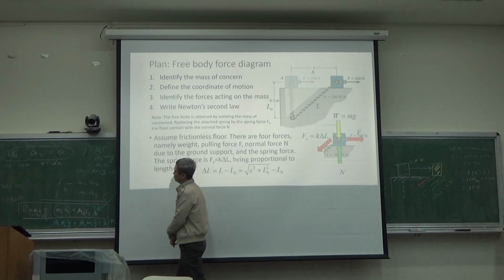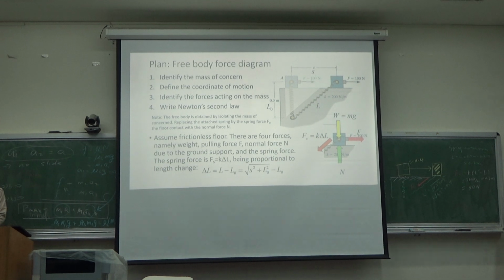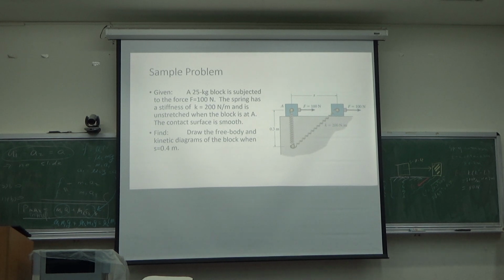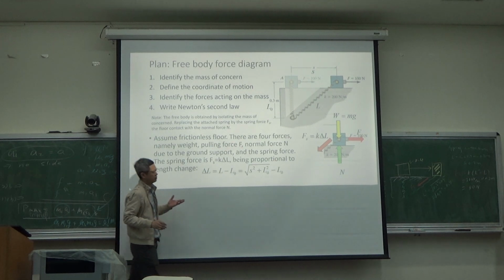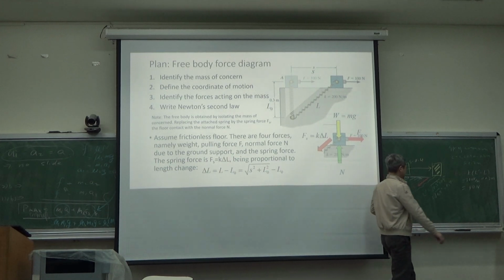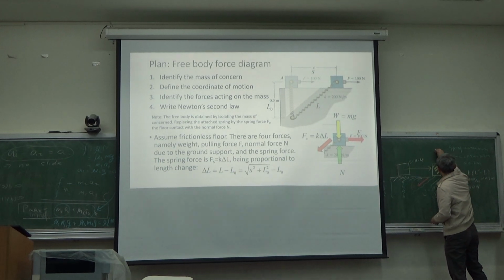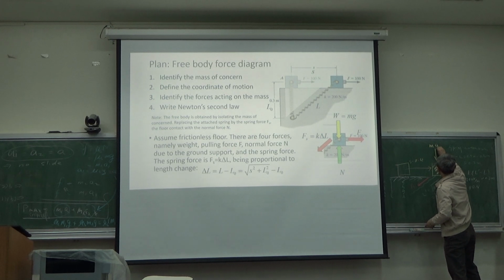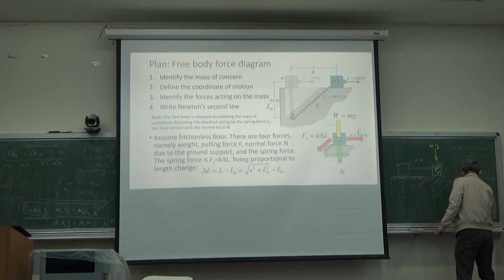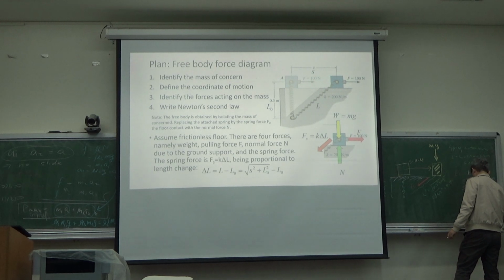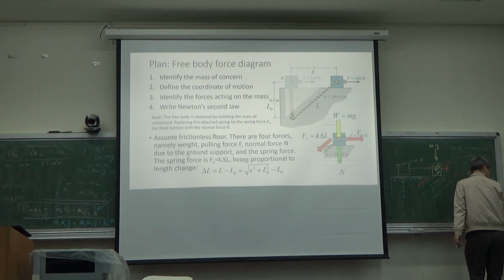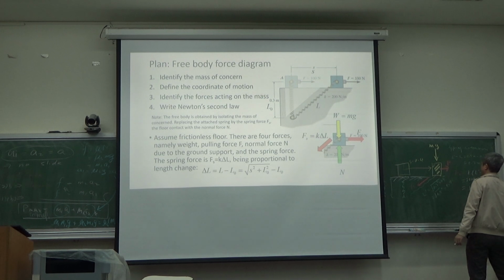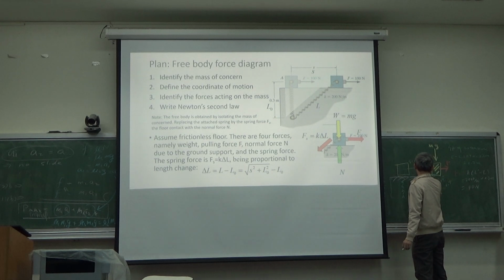Now, what was asked? You are asked to find the free body kinetic diagram. This is just the starting point. What are the free body force and kinetic diagrams? The block is subjected to a weight mg. Because you are being pulled, there is a pulling force P. And next, you are subjected to a friction force F.